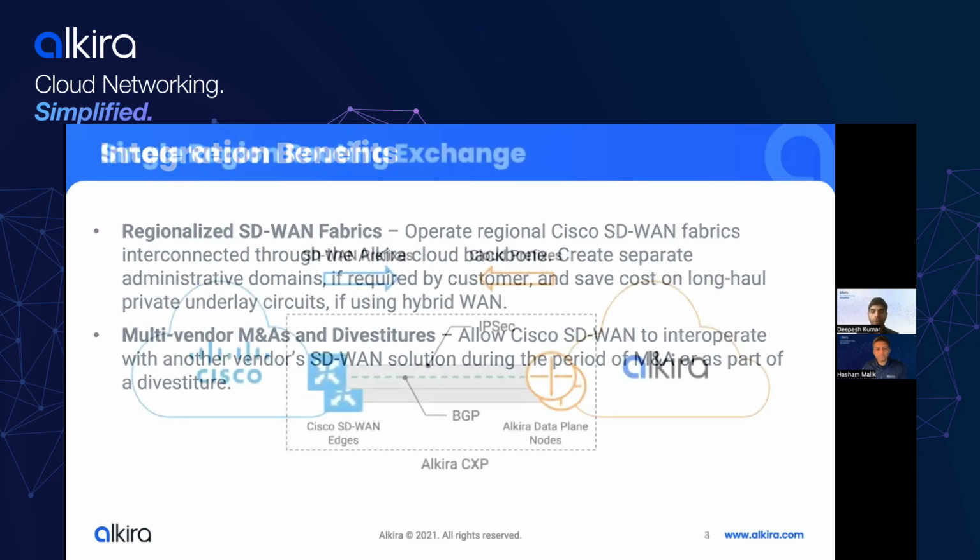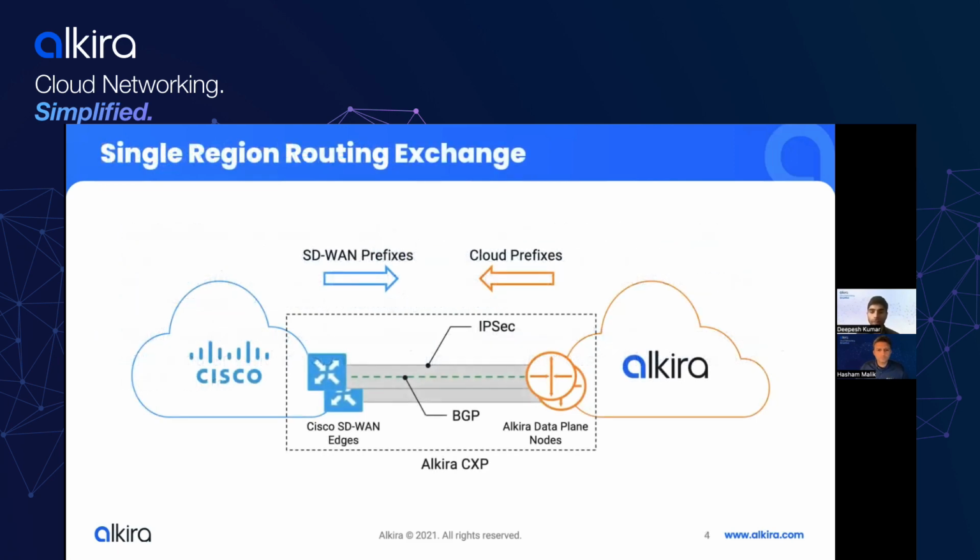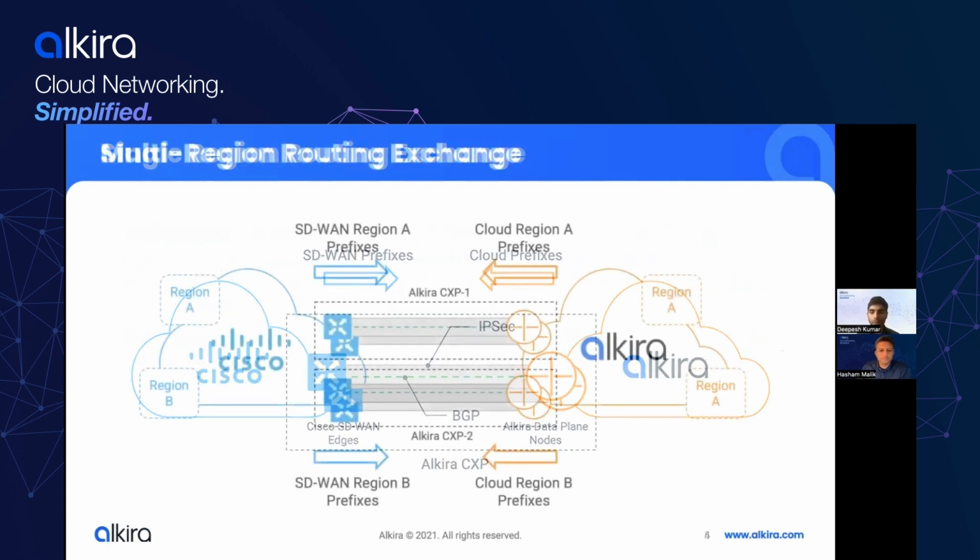Now, looking into how the routing exchange would happen. If it's a single region routing exchange, then it's pretty seamless, right? You could just create these SD-WAN instances within the Alkira CXP. Then you have the connectivity to the nodes within the Alkira CXP, and you're exchanging prefixes from the SD-WAN to the cloud side. So this is pretty easy and pretty simple. If we are looking at a multi-region deployment, the same thing can be extended to multiple regions as well.